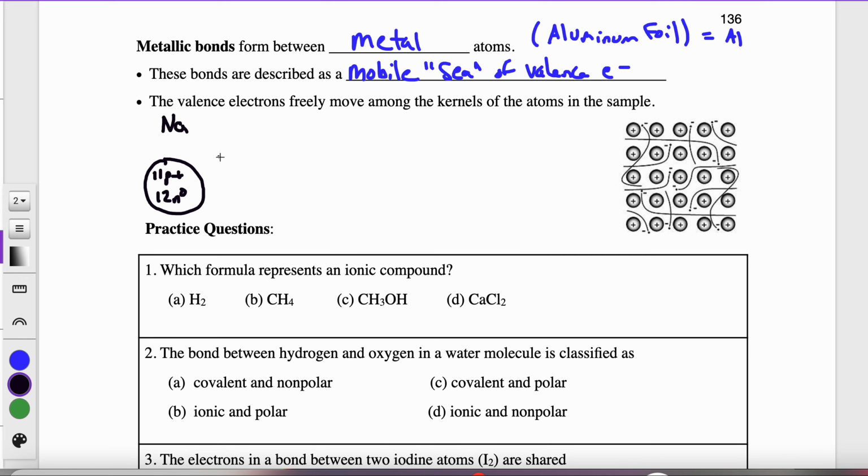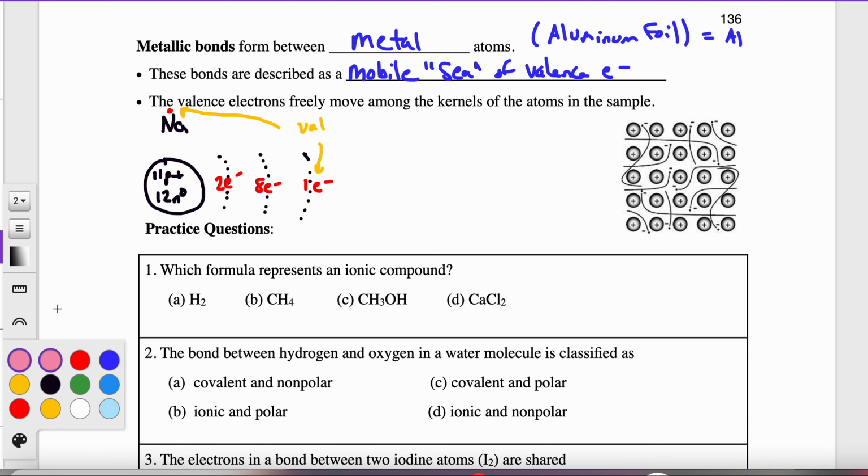Sodium's electrons in ground state, they occupy the first three energy levels. So sodium has 2 electrons in energy level 1, 8 electrons in energy level 2, and 1 electron in energy level 3. So energy level 3 represents the valence shell. So that means my sodium dot diagram would get 1 electron. So that right there, that represents the valence.